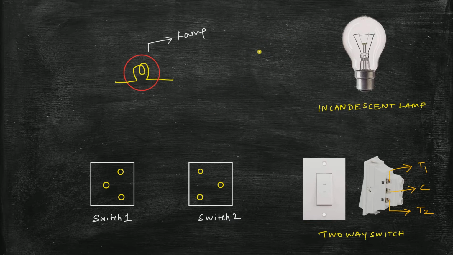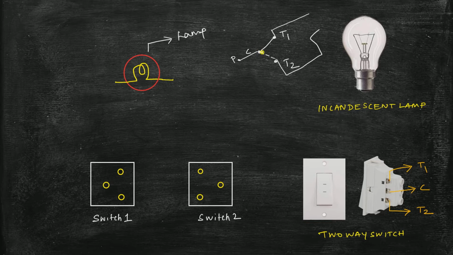A two-way switch will have three terminals like this, namely T1, T2 and C. In this switch, we can establish a connection between either C and T1 or between C and T2. So that is why this switch is called a two-way switch. Meaning, when I connect this two-way switch to a power supply, the phase will be connected to the C terminal and the load will be connected to T1 and T2.